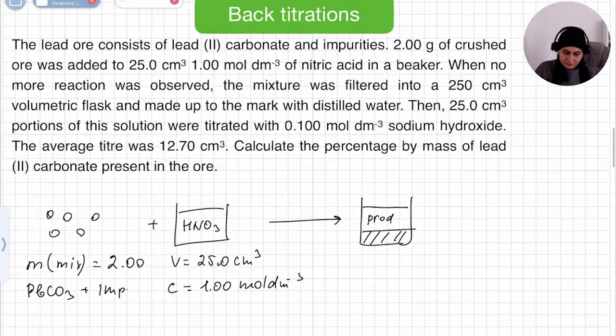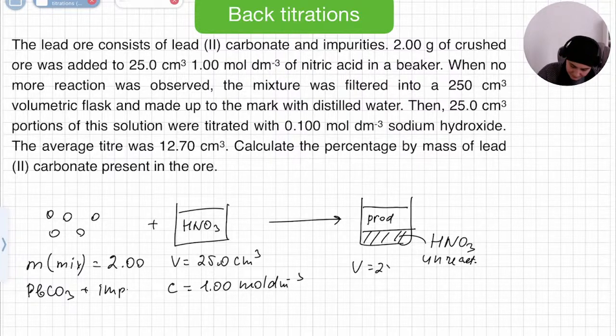How do I know that? Well, because later it's titrated with sodium hydroxide, right? So what else could it be? So it's unreacted HNO3. This volume is still 25, right? So I'm here now. We've added it and the reaction happened.